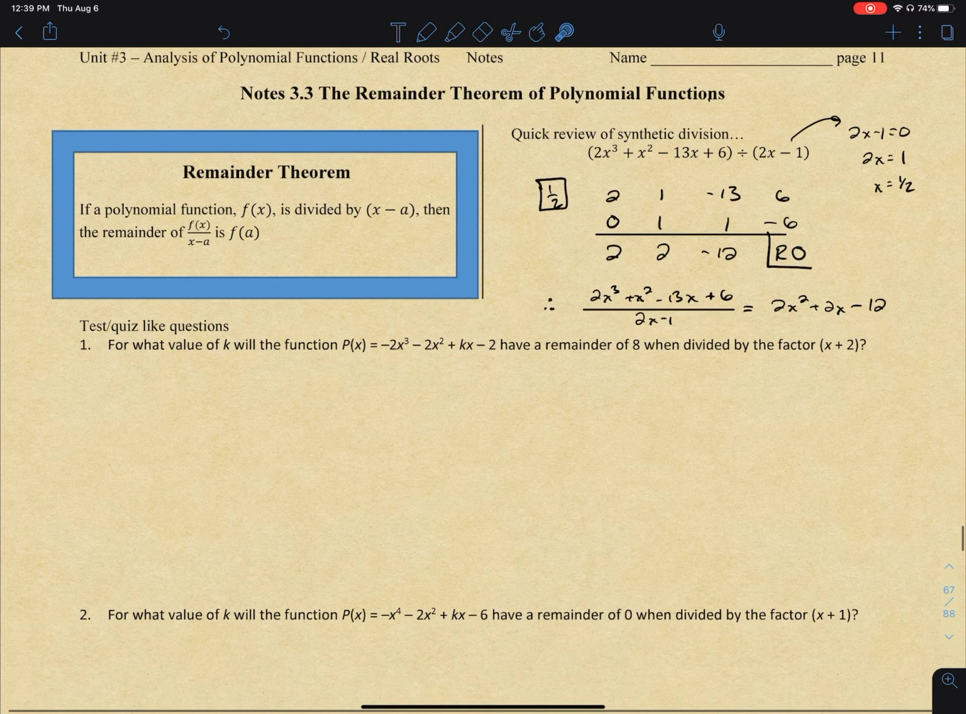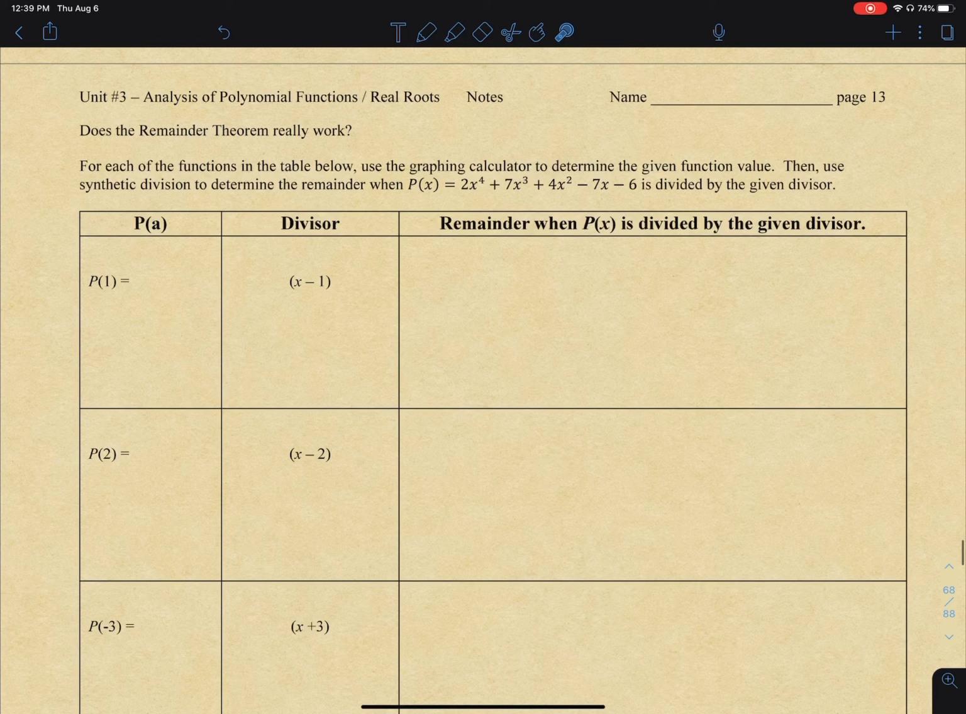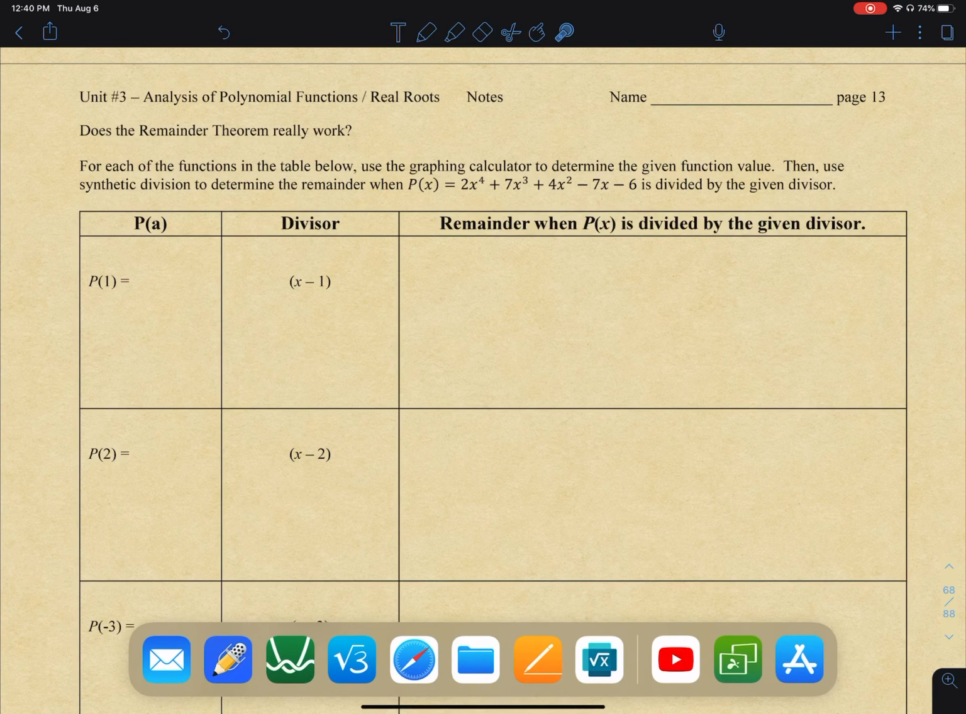Before we get into these test and quiz-like questions, let's look here and try to determine, does the remainder theorem actually work? For each of the functions in the table below, there's only one function here, use a graphing calculator to determine the given functional value. Then use synthetic division to determine the remainder. So we're going to try to figure out, is the number we're going to get by plugging the number 1 into this, is it actually the same as the remainder if we divide by this?